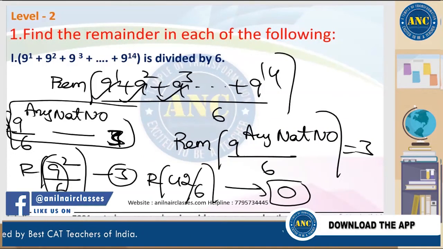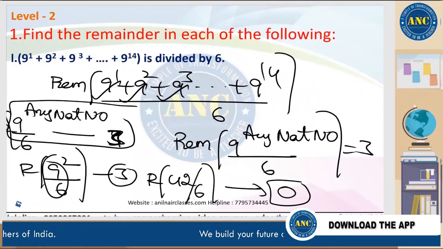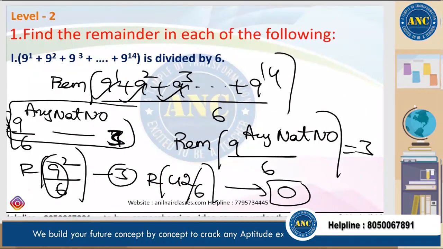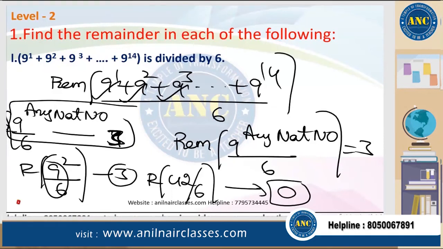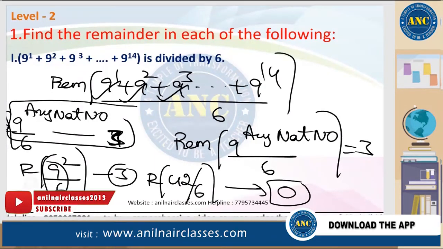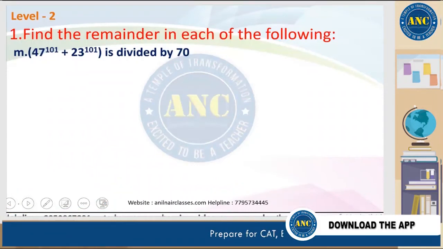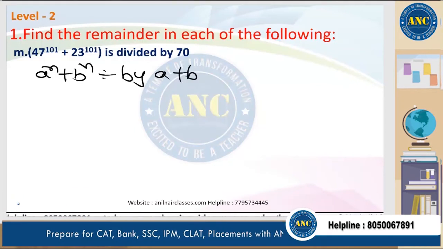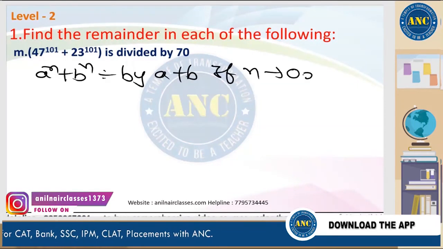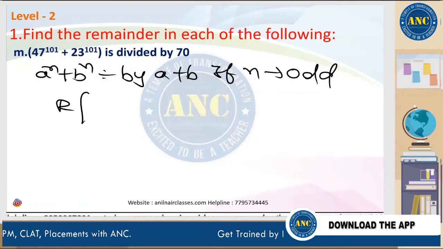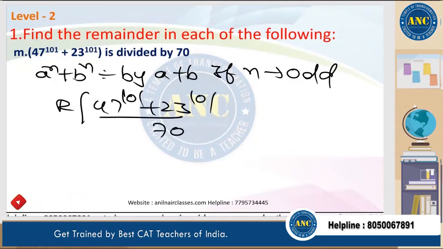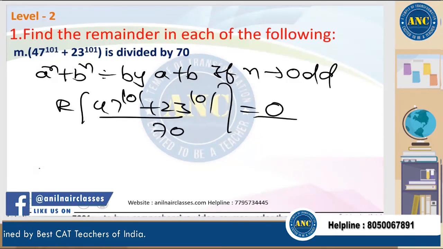Please write down this point. 9 power any natural number when divided by 6, remainder is 3. This again, a power n plus b power n is divisible by a plus b if n is odd. Same idea. So 47 plus 23 is nothing but 70. Some exam model questions. 70 divided by 70, answer is 0.